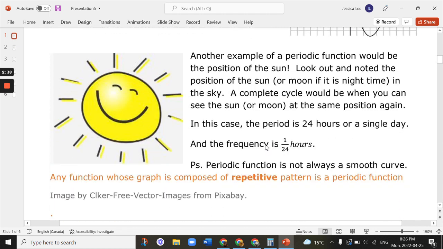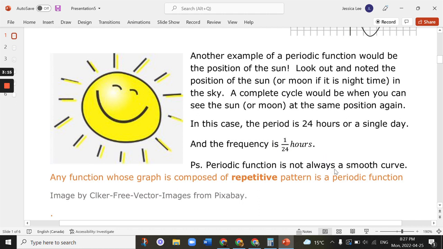Another example of a periodic function would be the position of the sun. Look out and note the position of the sun, and if it's nighttime, note the position of the moon in the sky. A complete cycle would be when you can see the sun or the moon at the same position again. In this case, the period is 24 hours a day, and the frequency is 1 over 24 hours. You can leave it as a fraction or turn it into a decimal number.